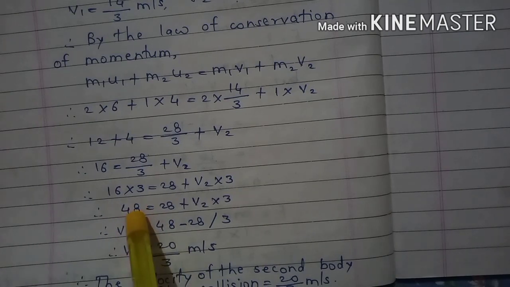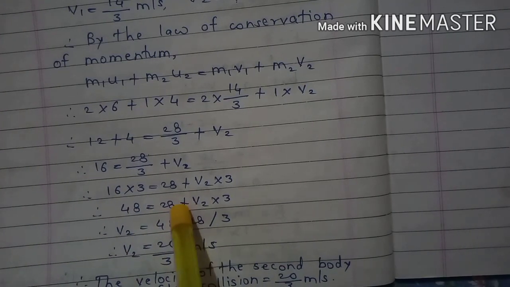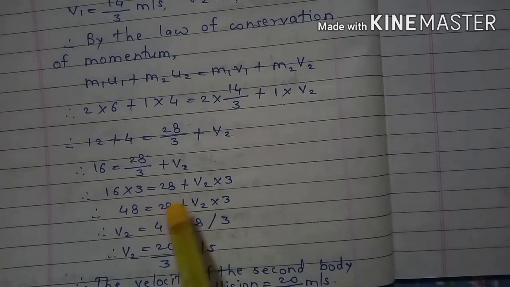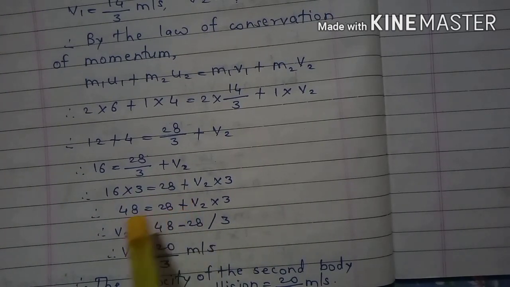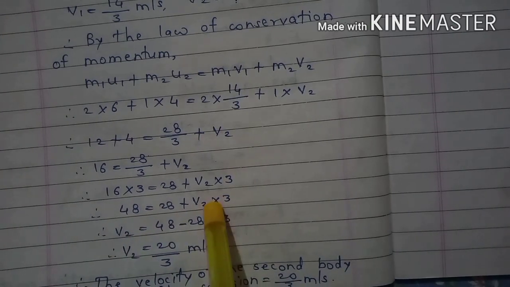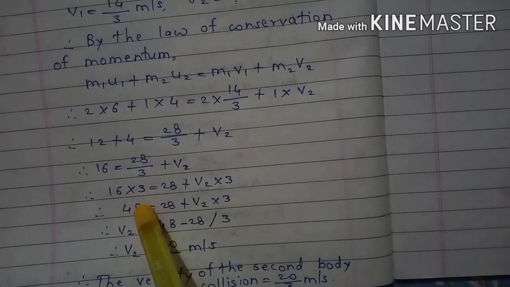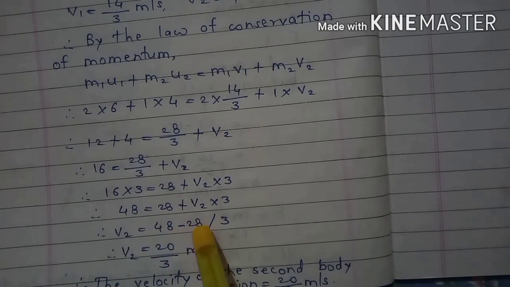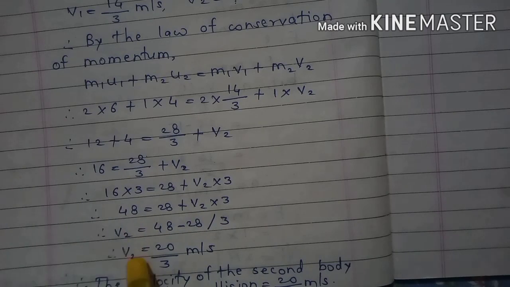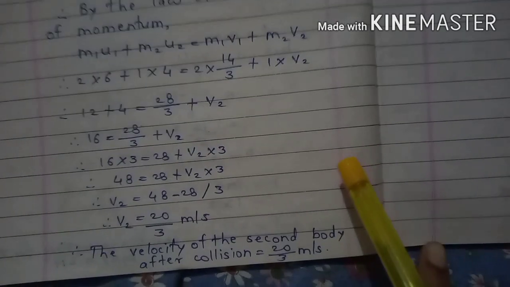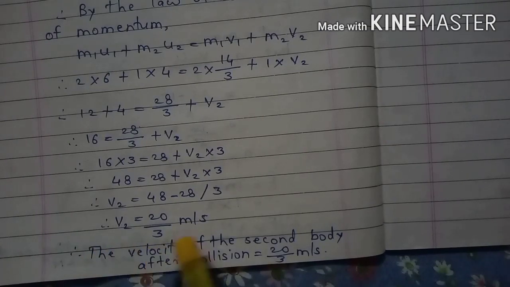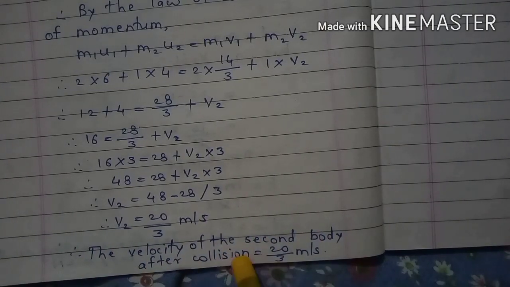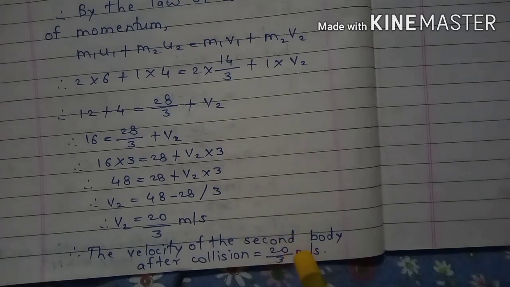So here this 48 is positive, this 28 is also positive. When this 28 will come to the left hand side, it will become negative. So here we will write v2 into 3. This 3 will come to the left hand side, it will become divide. So 48 minus 28/3. So here v2 is equal to 48 minus 28, means 20/3 meter per second. So we can write this answer in words as it is. The velocity of the second body after collision is equal to 20/3 meter per second. Thank you children.